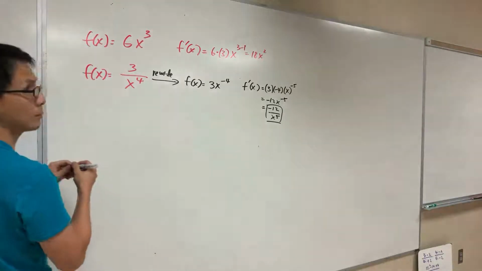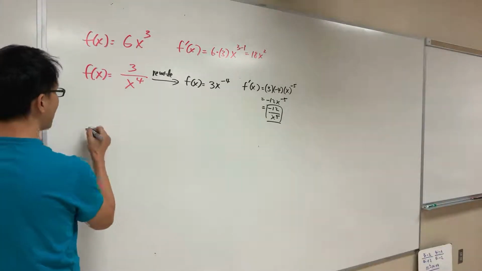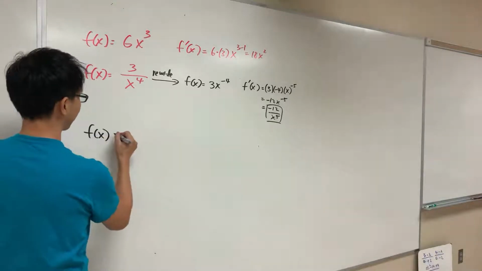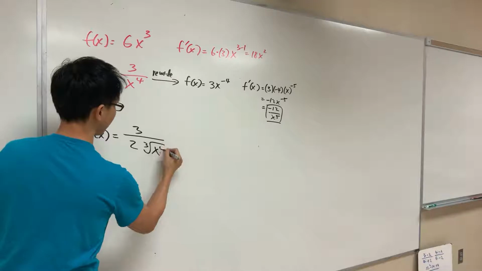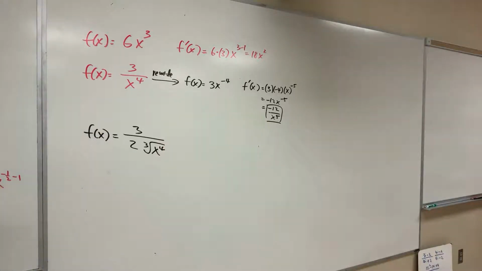That can be done. Okay, so how about this one? How do I take a derivative of this? Rewrite first, make sure the x is on the numerator before you take a derivative.